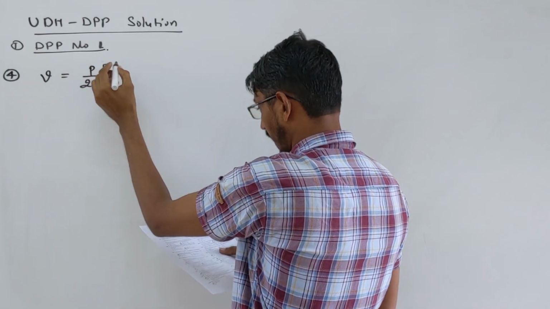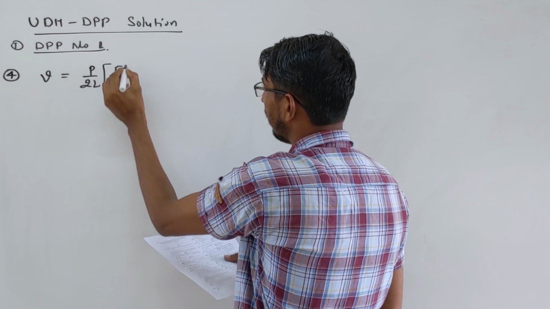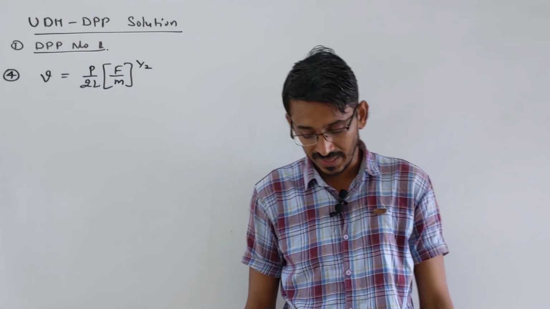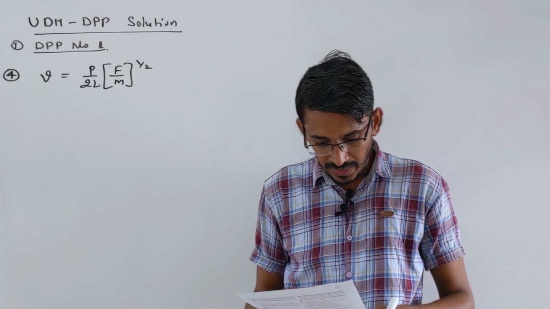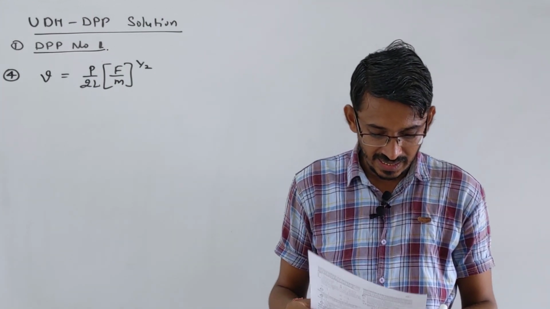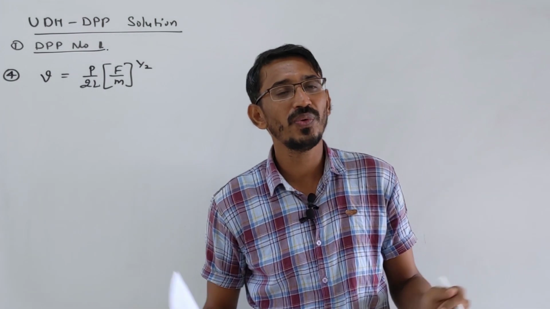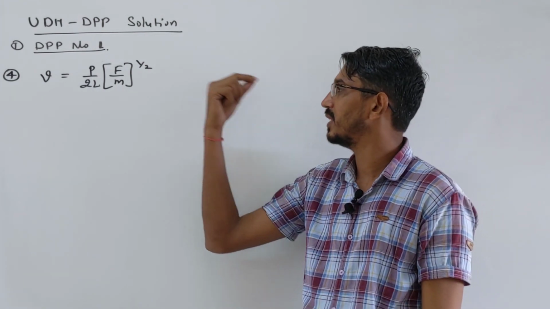Yes. F by what? M to the power half. This is a very popular formula. P is the number of segments of the string, L is the length of the string. Find the dimension formula of M only. If you know this formula from that chapter, then you can directly understand it.